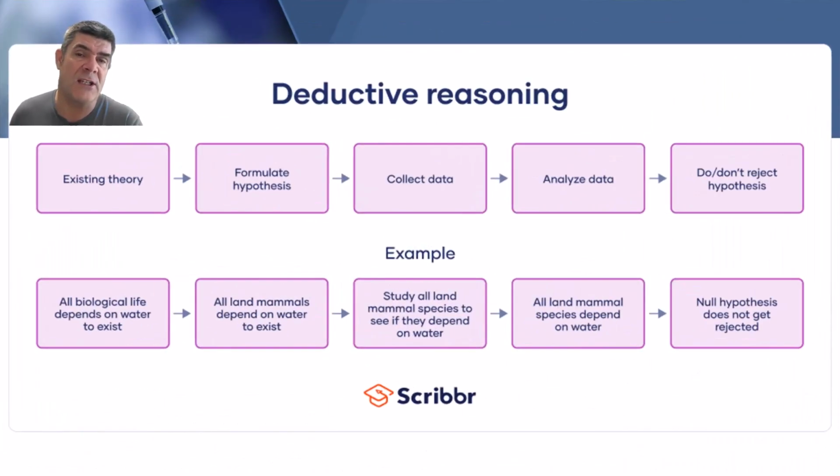The process is a little more complex for deductive reasoning because there's a few steps associated with it. We have our existing theory, we formulate our hypotheses, we collect data and analyse that data, and then we accept or reject our hypothesis. Most of the time, we're going to not reject it. So we're not going to have sufficient evidence to reject our hypothesis, and therefore we'll accept it.